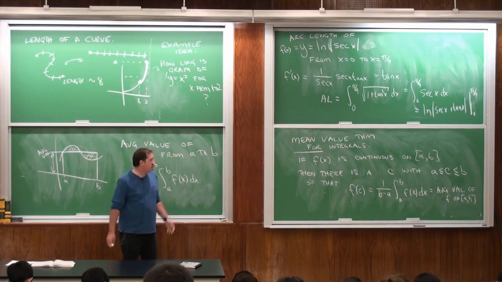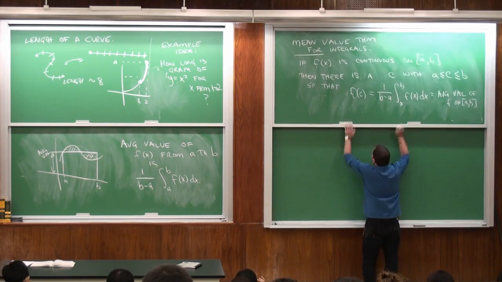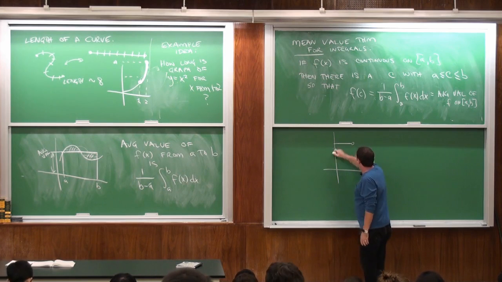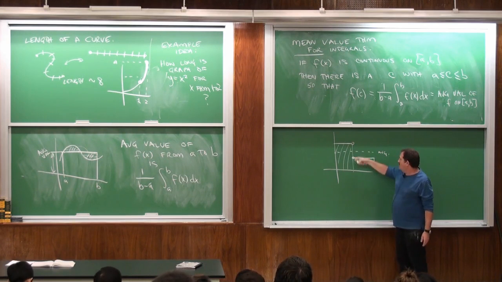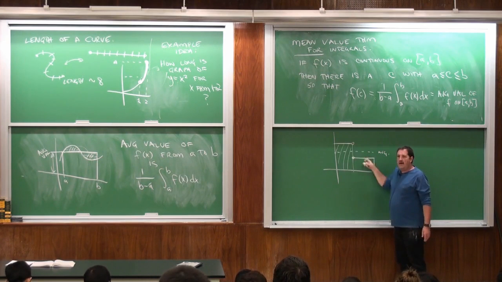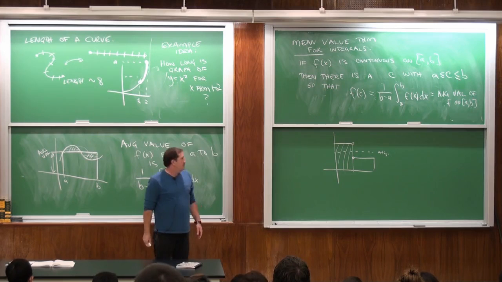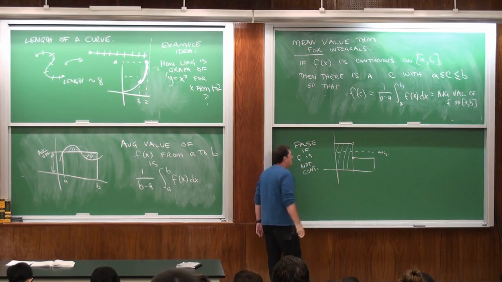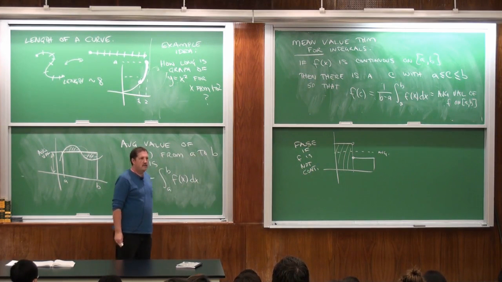Function isn't continuous. If I have a jump, then this isn't true, because, right, suppose I have a function that looks like this, and then it jumps down here. Well, the area under this, the average value is here, but there's no C that takes on this height, because it's always this high or that high. The function is always 10, and 0, there's no value that takes on 5. So this is false if f is not continuous. But if your function is continuous, then everything's great.